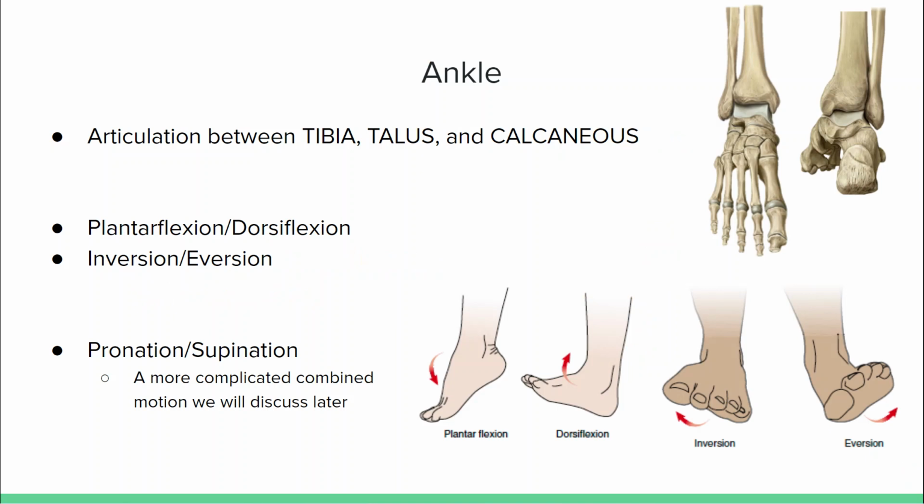The ankle joint is an articulation between the tibia, the talus, and the calcaneus. And we have plantar flexion and dorsiflexion. Dorsiflexion is when your toes are up. Plantar flexion is when you go on your tiptoes. You can also have inversion and eversion. Some people technically say that's the subtalar joint, which is an off-axis joint below the ankle joint, and we'll talk about that more in detail. That is where pronation and supination of the subtalar joint come in, and that's a complex motion that will be discussed later.